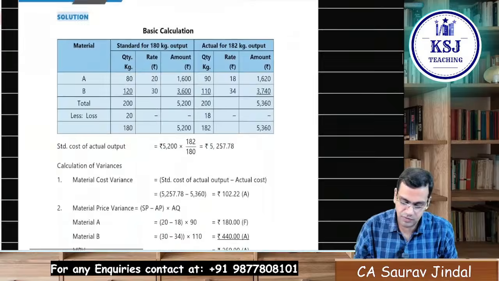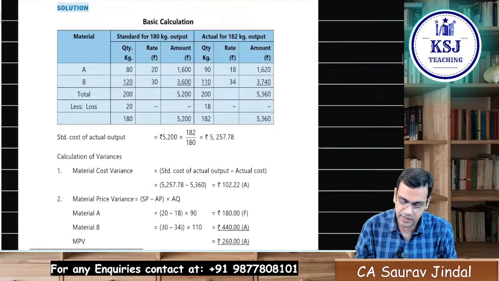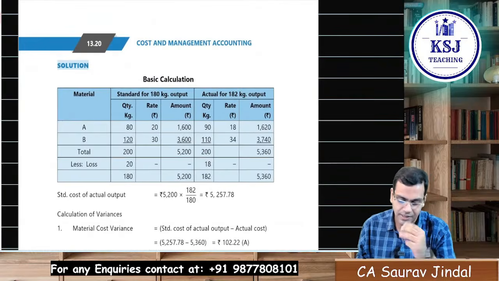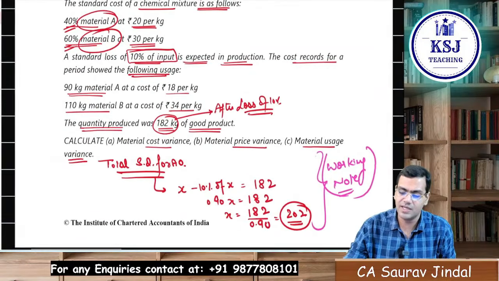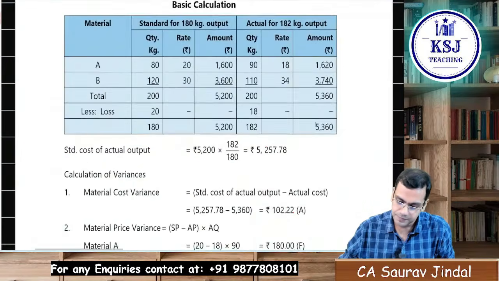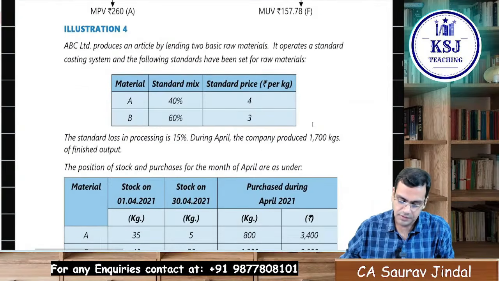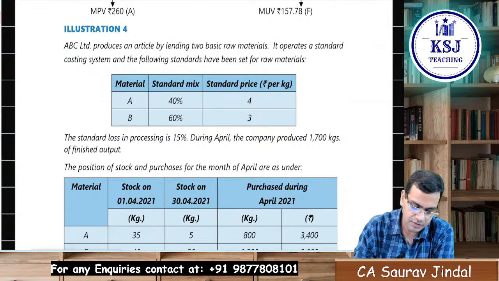Okay, so let's move on to illustration number 4 now. This is your homework, that you have to calculate all the variances. In this particular question, they are not asking for the yield and the mix variance, so you can skip that, or you can even calculate that. That's your choice. Okay, come to illustration number 4 now.